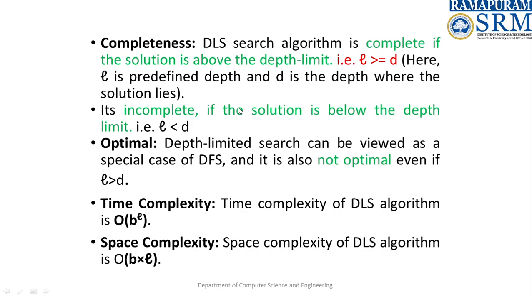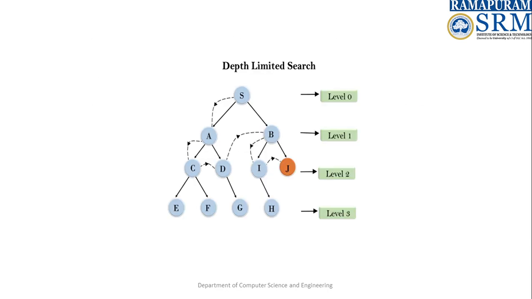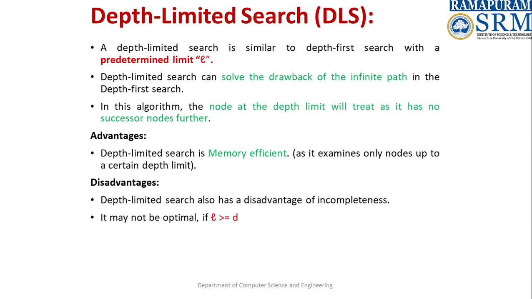Okay. So how are the time complexity and the space complexity calculated? Time complexity of the depth limited search is order of b power L. b is the branching factor and L is your predefined depth. So what is the branching factor? Here the branching factor is the number of children each node has. This node has 2 children, this node has 2 children, this node has 2 children. So the maximum number of children each node has is 2, so the branching factor is 2 in this case.